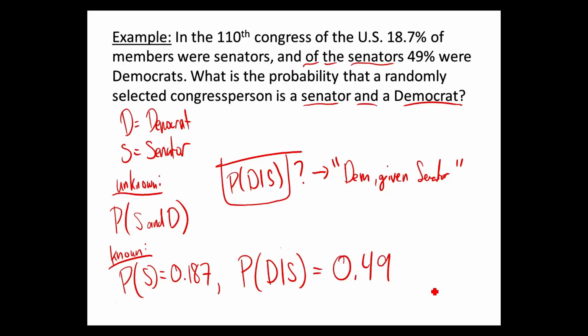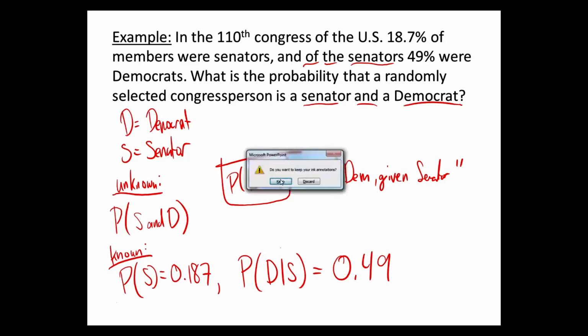There you go. So we know the probability of being a senator. We know the probability of being a Democrat given that you're a senator. Is it possible to figure out what the probability of being both a senator and a Democrat is? Yes? No? Maybe so? I think so.